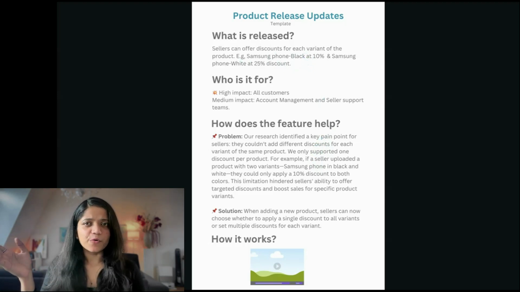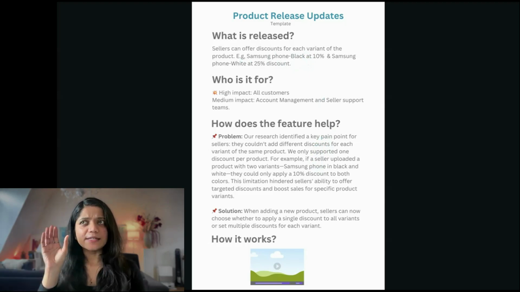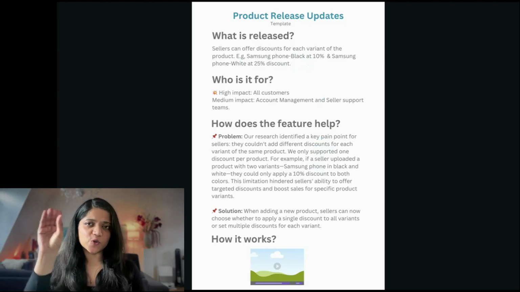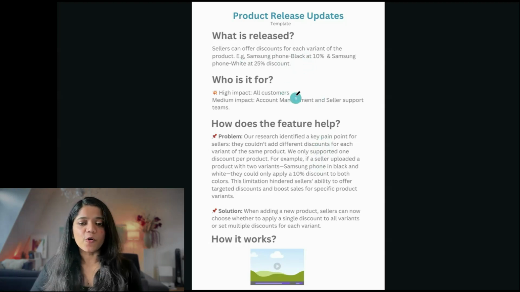Think about your Flipkart product where you have, let's say, a Samsung phone in black color and in white color, and you are now able to offer discounts on each of these variants. Now, who is it for? The impact is, let's say, high impact for all customers, and medium impact for account management and seller support teams.